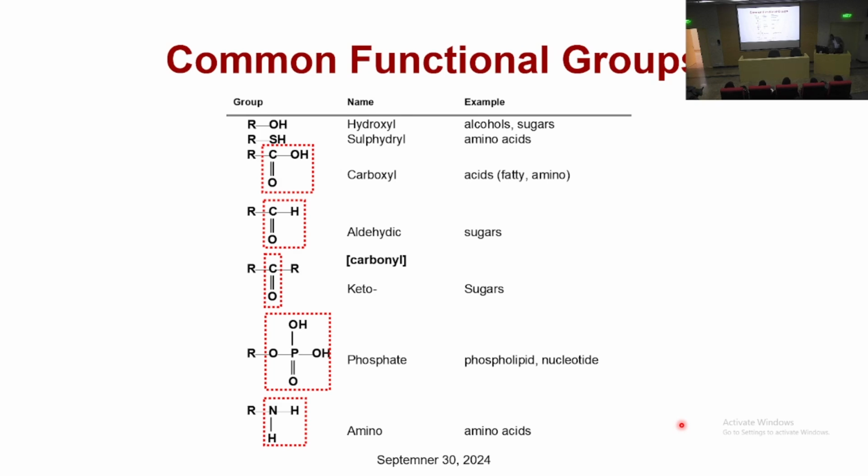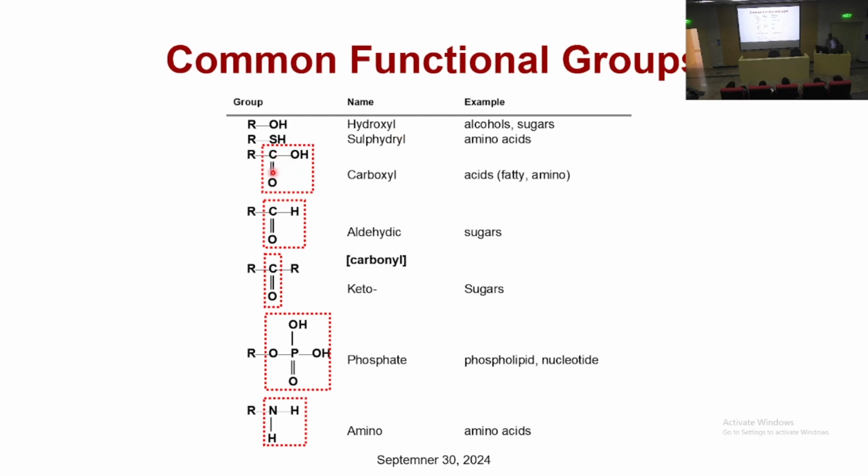For example, when you have R, the whole molecule, and this functional group is OH, the hydroxyl group. This is usually found in alcohol or in sugars. So if these molecules interact with other molecules, the interaction will happen through this hydroxyl group. It is the same for the sulfhydryl groups. It's usually in amino acids. So some amino acids, like cysteine, have sulfur groups, and through this group they interact with other molecules.